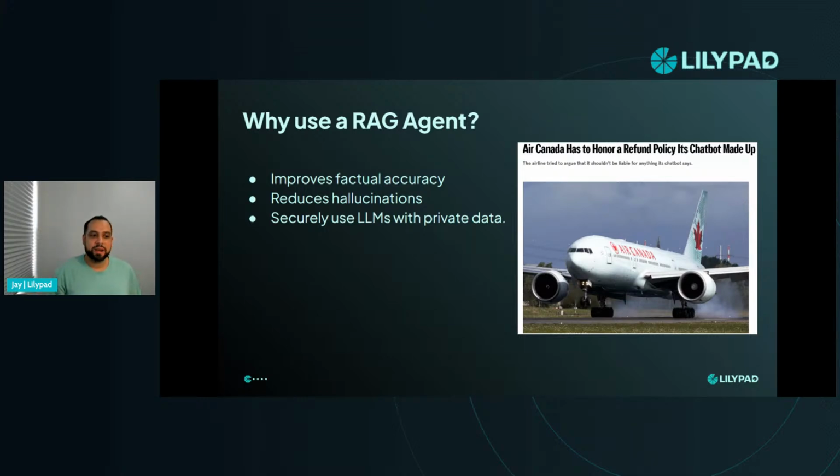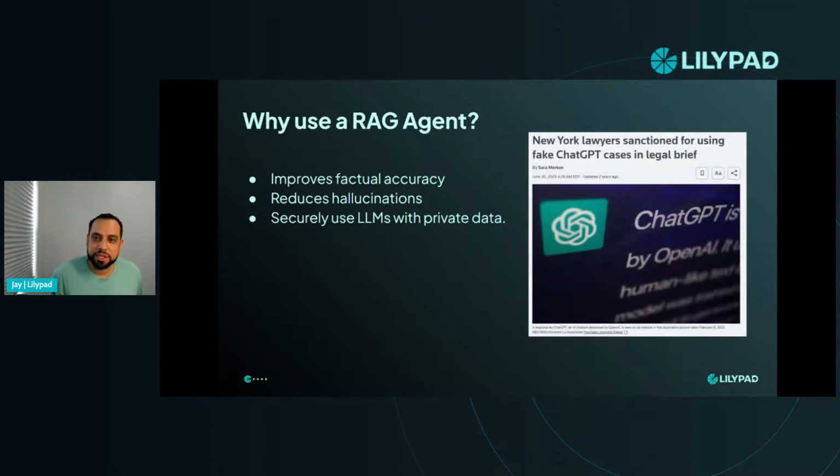Another case is reducing hallucinations. We've seen cases where chatbots completely make up information that doesn't exist at all. There was a famous case of a lawyer who went to court with arguments citing cases, and those cases weren't just partly fabricated, they didn't exist at all. So we want to use RAG agents to reduce hallucinations and stop these bots from completely making things up.